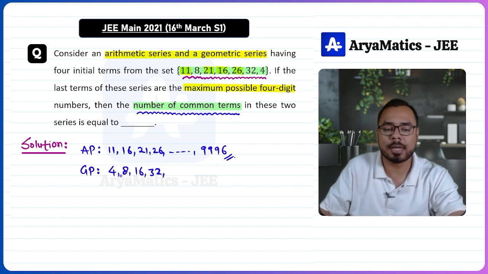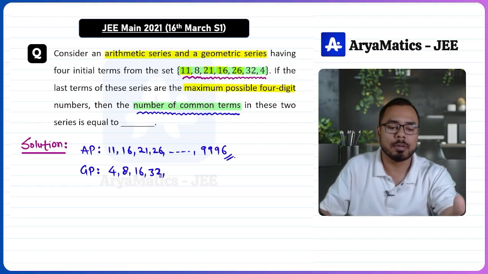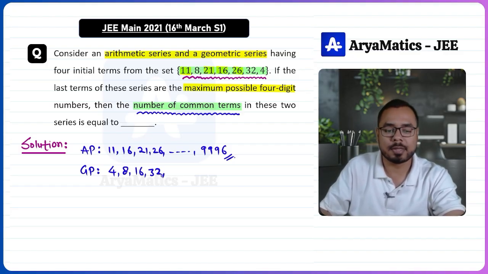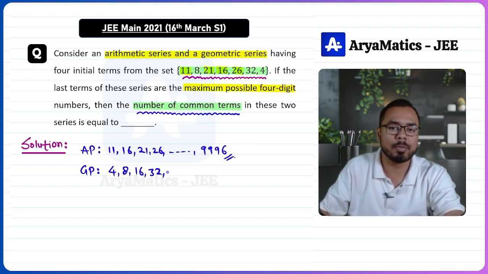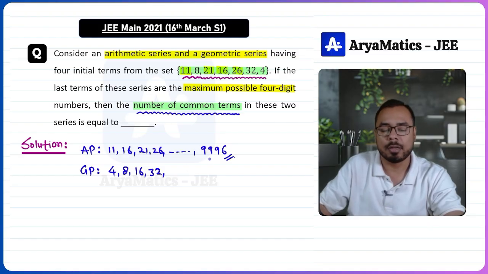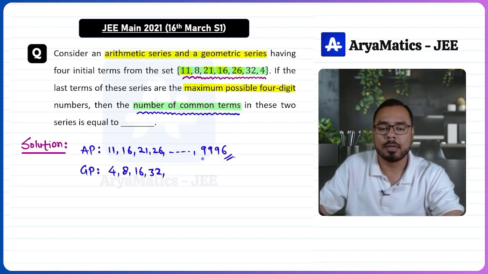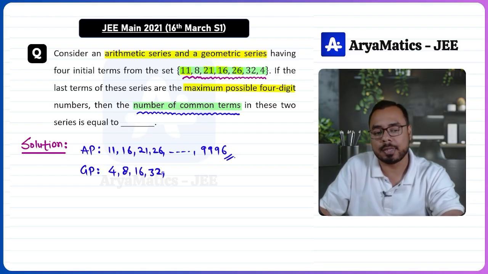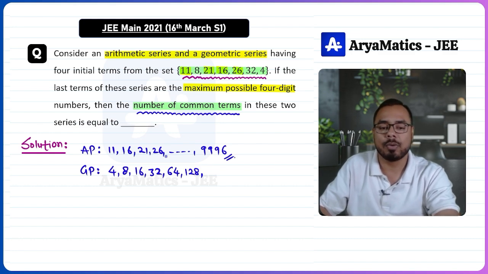Here, basically, the trick is to write all the terms of the GP, because in a GP, the rate of increase will be very fast, right? I mean, here the next number will be twice the previous number. So you will get only a few terms in the GP, right? Because the last number is the maximum possible four-digit number, and in the GP, for example, here the next number will be 64, 32 into 2. After that, you have 128. So write the terms of the GP, and then we'll see which terms are also present in the AP, right? That will be the process of solving this problem.